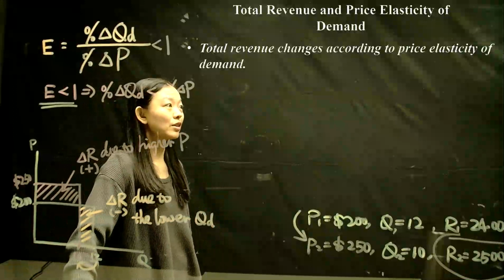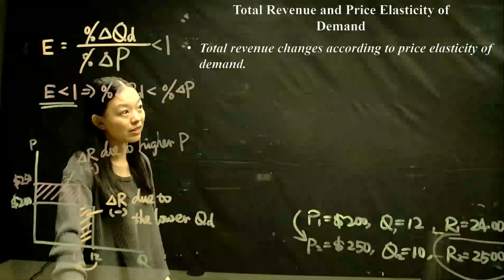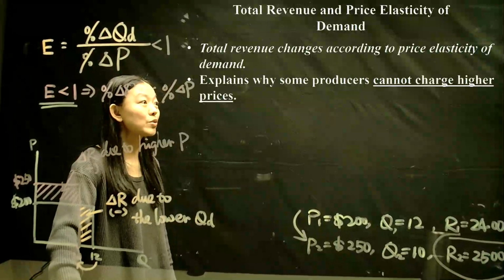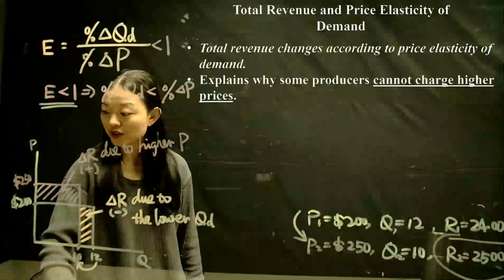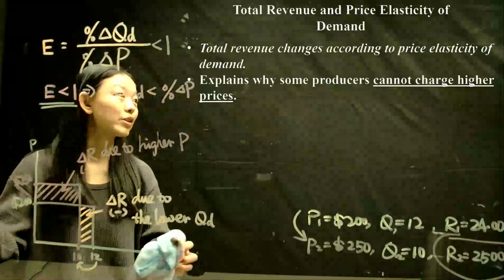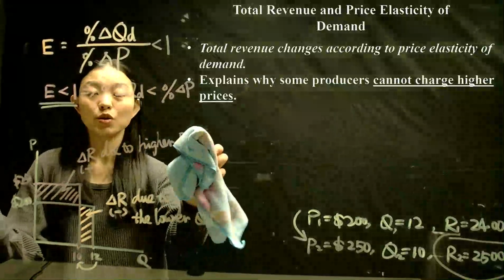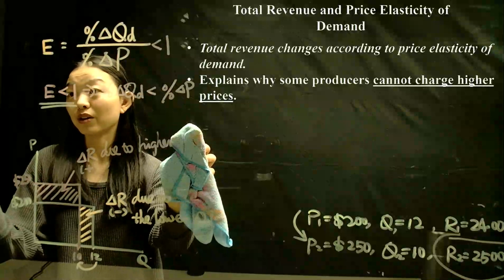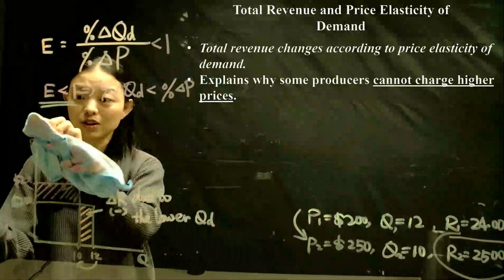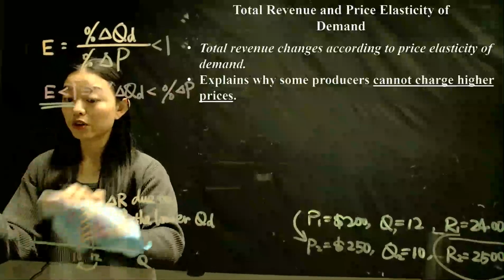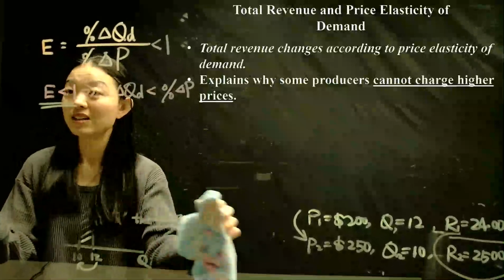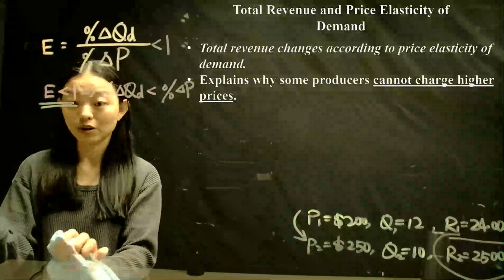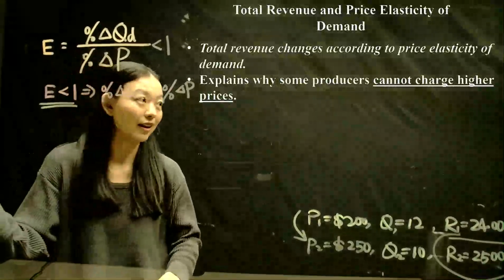Total revenue changes according to the price elasticity of demand. We know that this part will explain why some producers cannot charge higher prices. For McDonald's, he will not charge $10 per cheeseburger, right? Because if he increased the cheeseburger's price, consumers can easily find alternatives, and then the revenue for McDonald's would decrease dramatically, I guess.